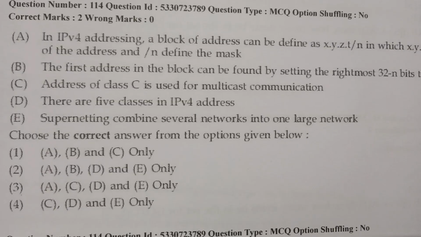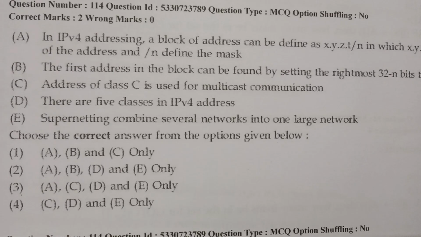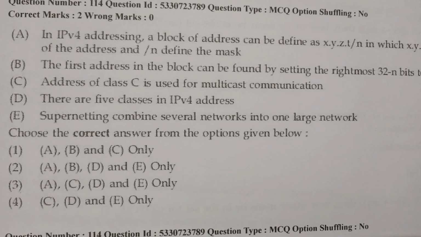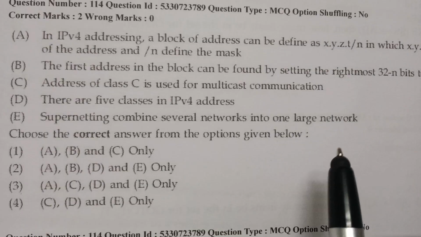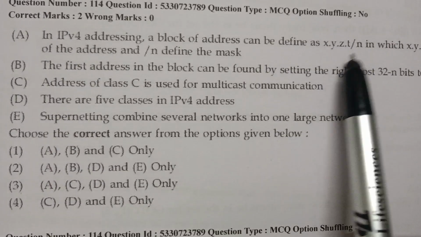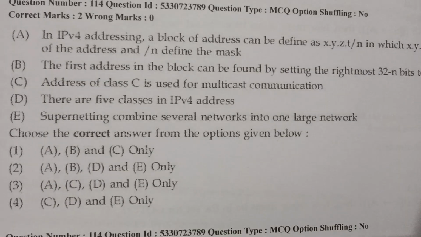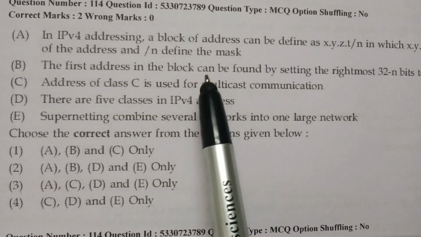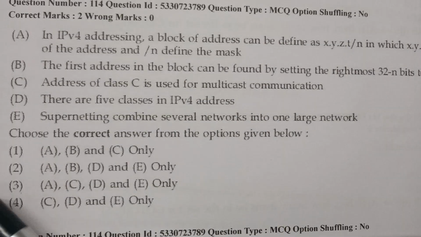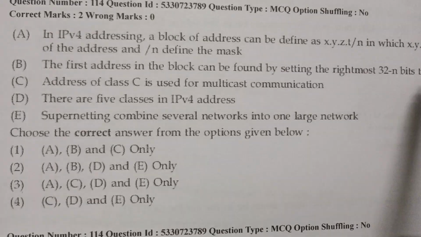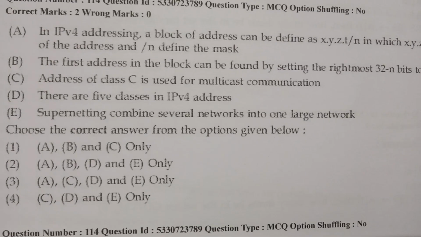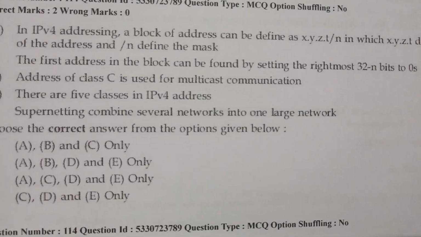So question number 114: choose the correct answer, which of the following statements are true. In IPv4 addressing, a block of addresses can be defined as x.y.z.t/n, in which x.y.z.t defines one of the addresses and /n defines the mask. The first address in the block can be found by setting the rightmost 2 bits to zeros.